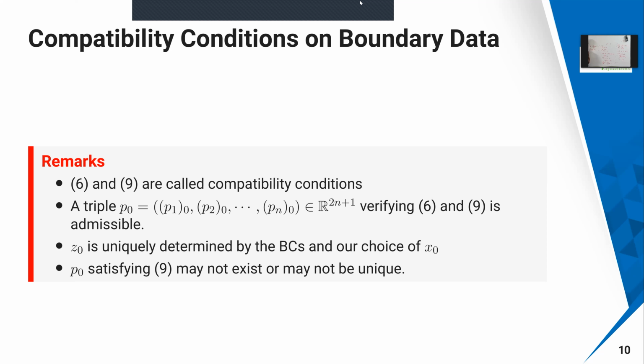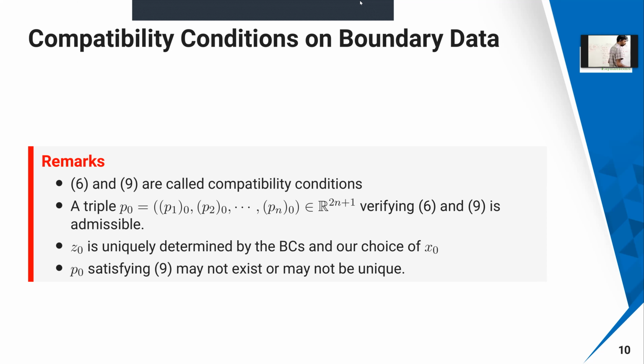The problem is that this P naught may exist or may not exist. Even if it exists, it may not be unique, because we don't have any other conditions here. So P naught satisfying this condition may or may not exist, and if it exists it may or may not be unique. This is the tricky part, the trap. How do we resolve this? Let us see that.